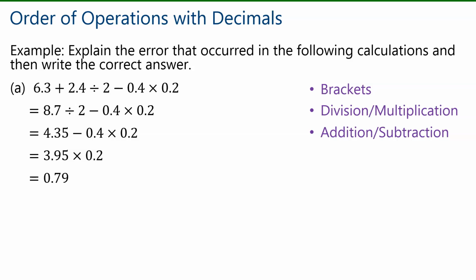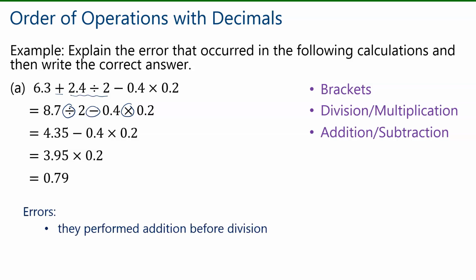So now when I look at the given expression, I see that because there are no brackets, I would do division first. 2.4 divided by 2. Now if I look at the first step, I see that we still have the division symbol, meaning they didn't do that. We also have the subtraction and we also have the multiplication. That means that they must have added first. They did 6.3 plus 2.4. So that could be our first error.